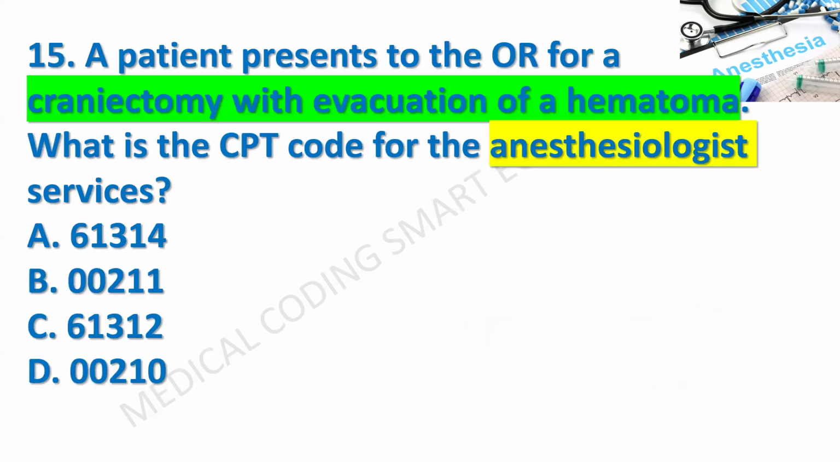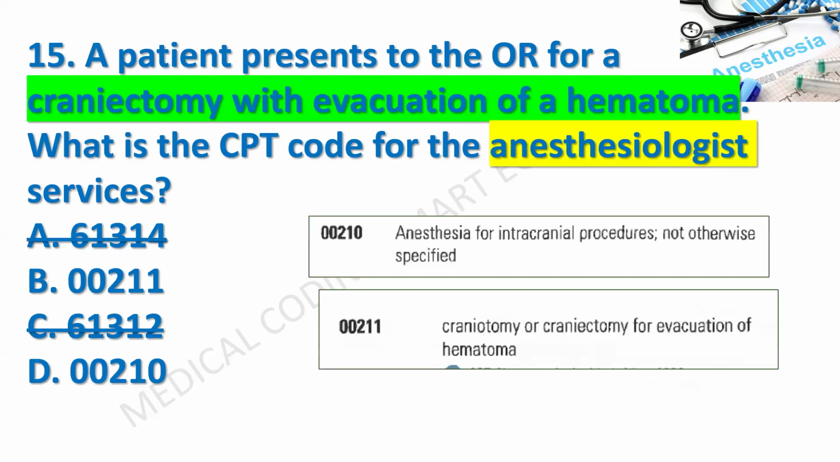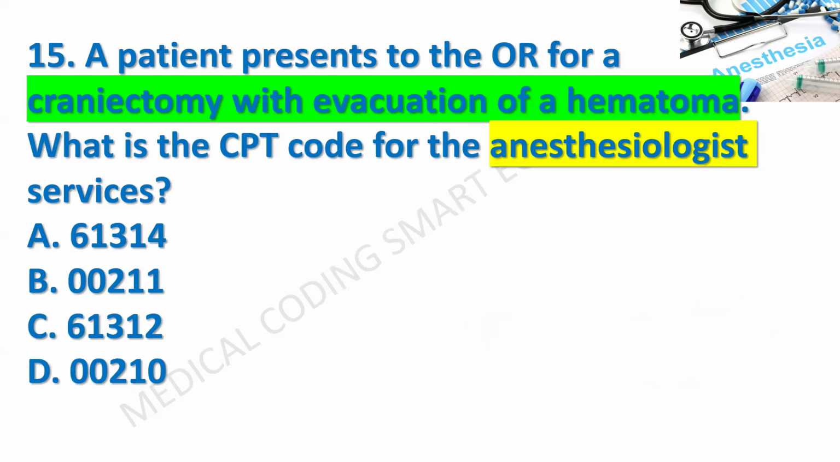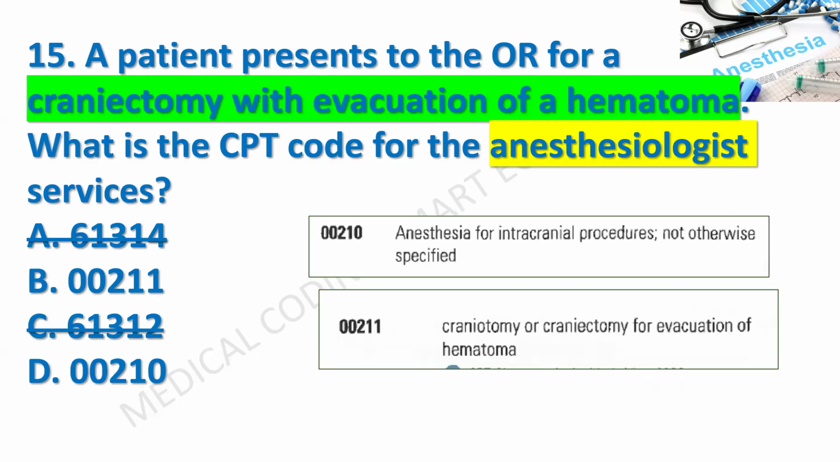A patient presents to the OR for a craniectomy with evacuation of a hematoma. So again, we are removing options A and C. Why? Those are surgical procedures. Here, this is an anesthesiologist question. 00210 and 00211. It is craniectomy for evacuation of hematoma. That is a direct question. So the answer is option B.